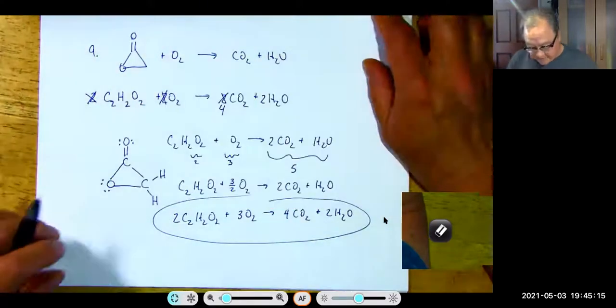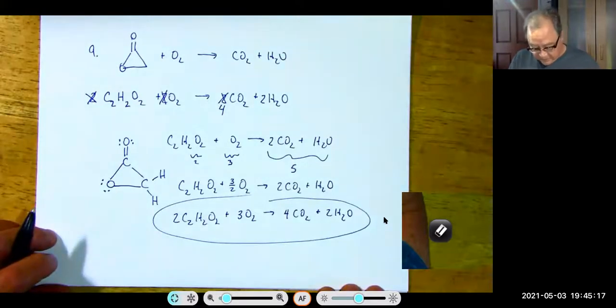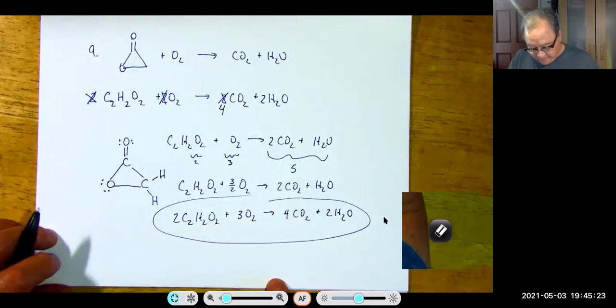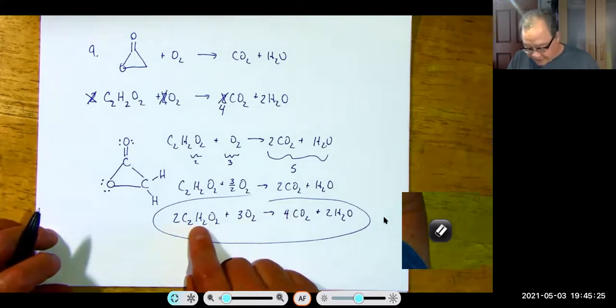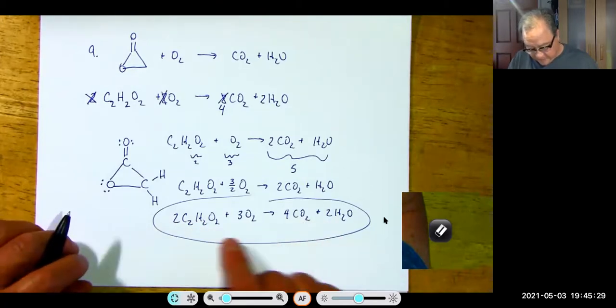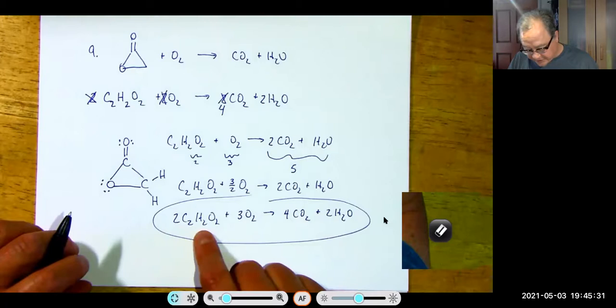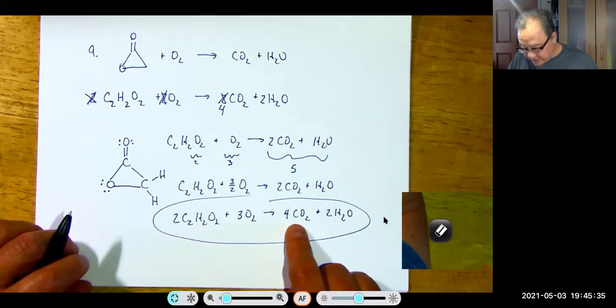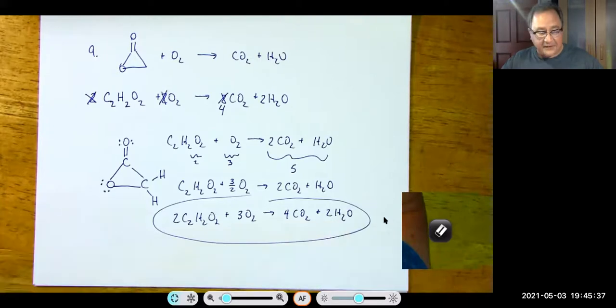And let's count. 4 carbons on the left, 4 on the right. 4 hydrogens on the left, 4 on the right. 4 oxygens here plus 6 more here for 10 oxygens. 8 oxygens here, 2 there for 10. Boom, we got it. What do you think?